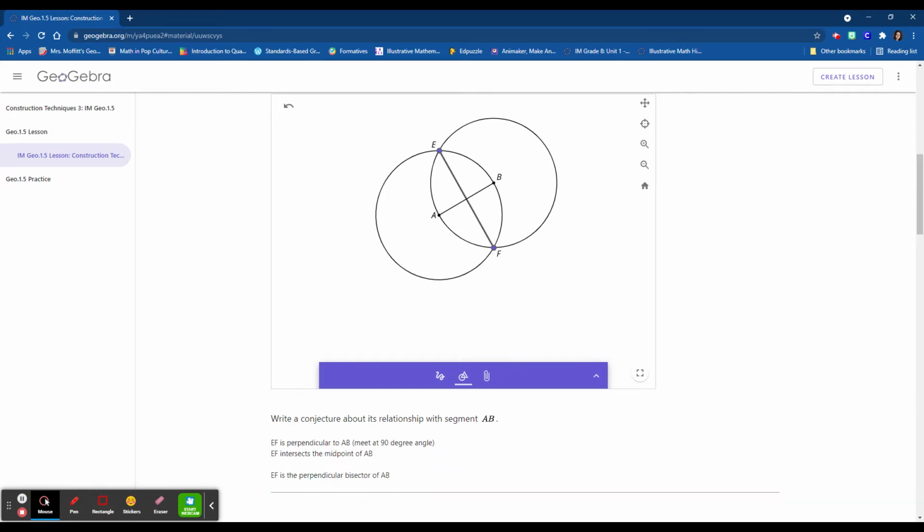All right, so I have a few conjectures here. EF is perpendicular to AB. They meet at that 90-degree angle. EF intersects the midpoint of AB. And that means that EF is, in fact, the perpendicular bisector of AB. So this lesson is just about using what we know about the perpendicular bisectors to kind of break it apart and look at how we can use this idea of these congruent circles to find perpendicular lines and also to find bisectors, things that intersect the midpoints.